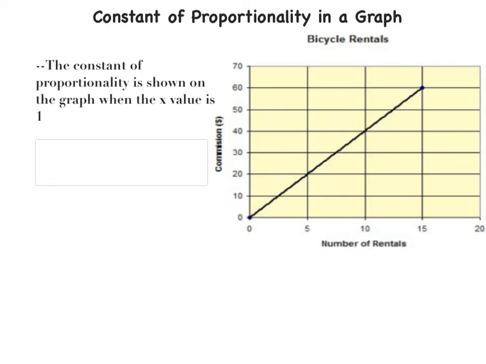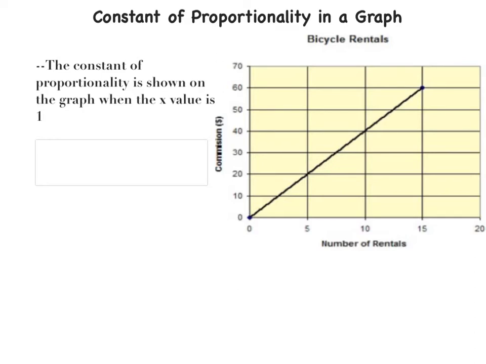This video is going to show you how to find the constant of proportionality in a graph. So the constant of proportionality on a graph is shown when the x value is 1. Because remember, the constant or the unit rate is whatever the dependent variable is every single time.